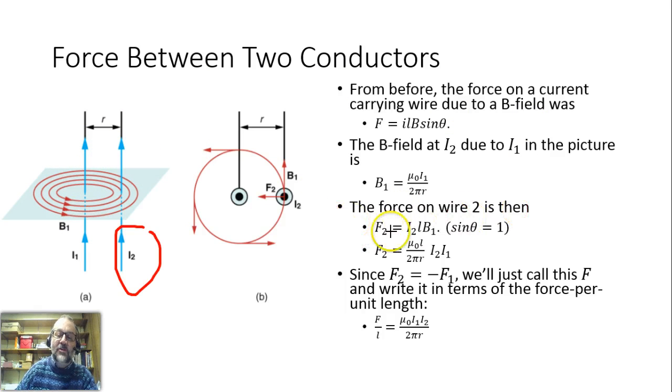So the force on wire 2 then is I2 L B1, where because of the way we have them parallel to each other here, sine theta is 1. So the force on wire 2 is mu naught times the length of the wire divided by 2 pi r times I2 times I1. Well, the forces on these wires are equal and opposite to each other. So F2 is minus F1, we'll just call it F, and we'll look at it in terms of force per unit length, since the length of the wires isn't something we really know. The force per unit length, F over L, is mu naught I1 I2 over 2 pi r, where r is the distance between them.